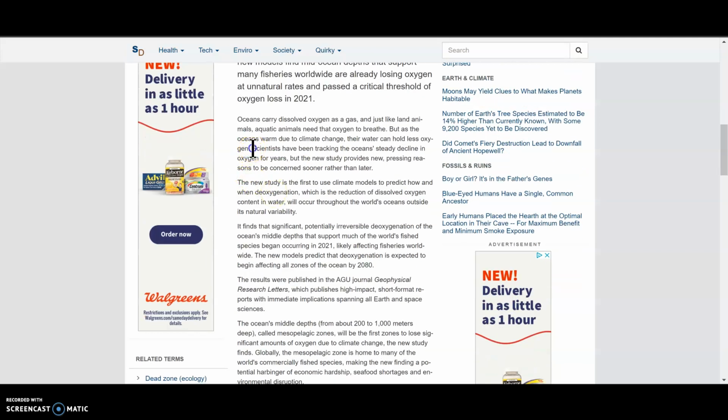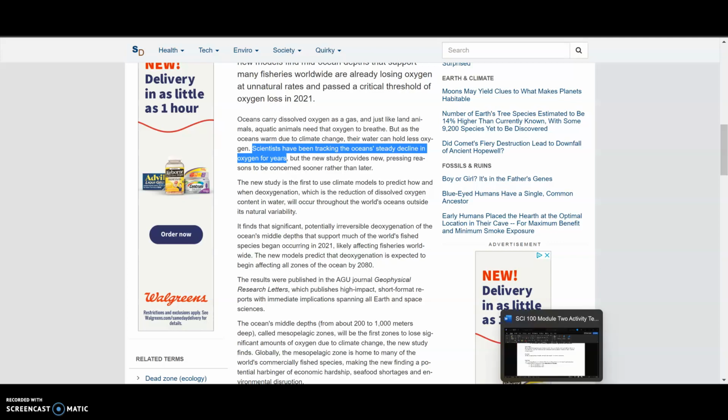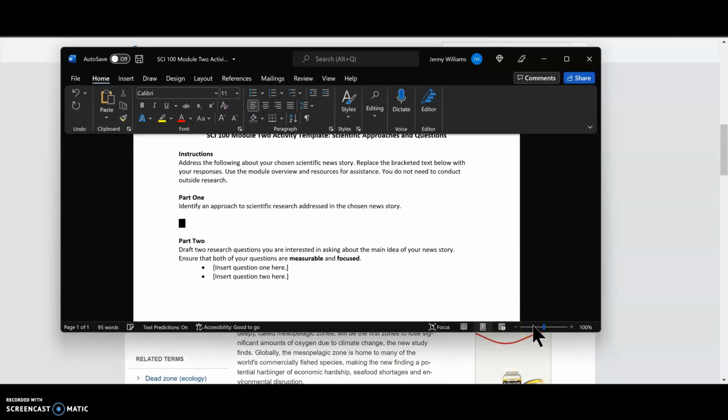So first thing, they've been tracking the ocean's steady decline in oxygen for years. So that's the first method, okay? So you would want to go back to your paper, and you would say, scientists probably over time have been tracking the oxygen levels of the ocean. Okay, so that's the first piece.